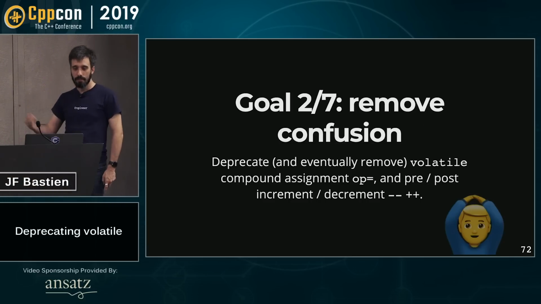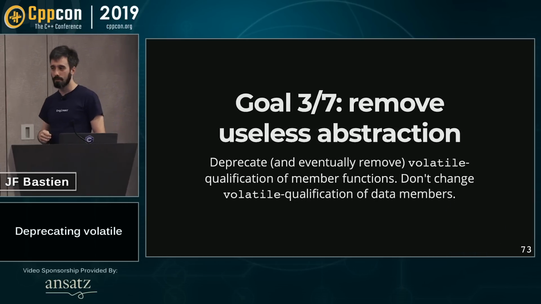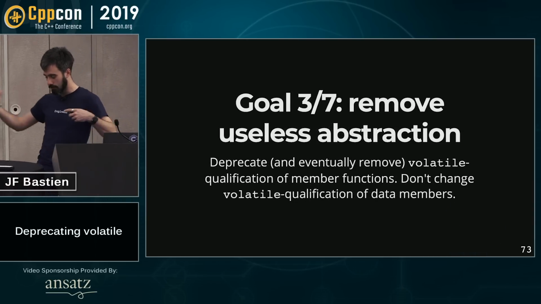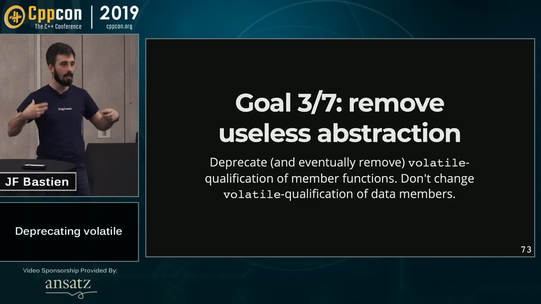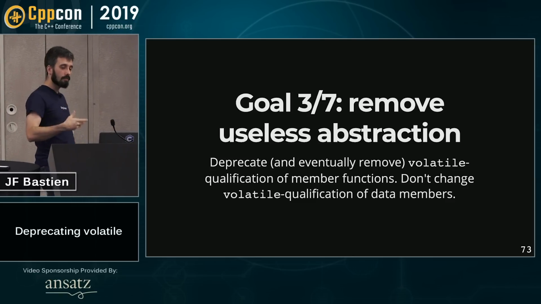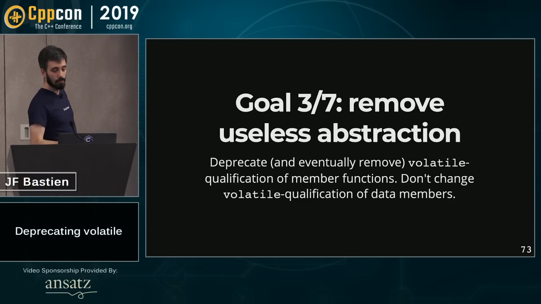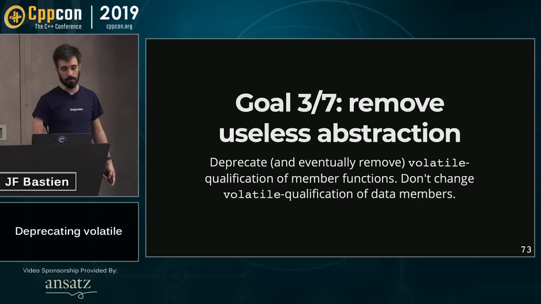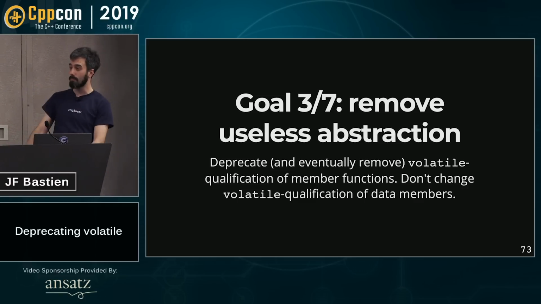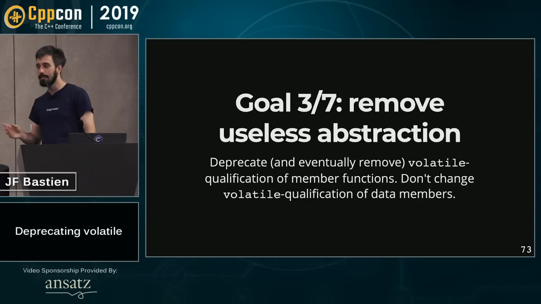Goal number 3, remove useless abstractions, right? So I talked a bunch about how volatile was put in place in C++ to be consistent with const. And I wanted to look at, can I deprecate and eventually remove volatile qualification of member functions? So not change qualification of data members, but just member functions. Did I succeed in this?